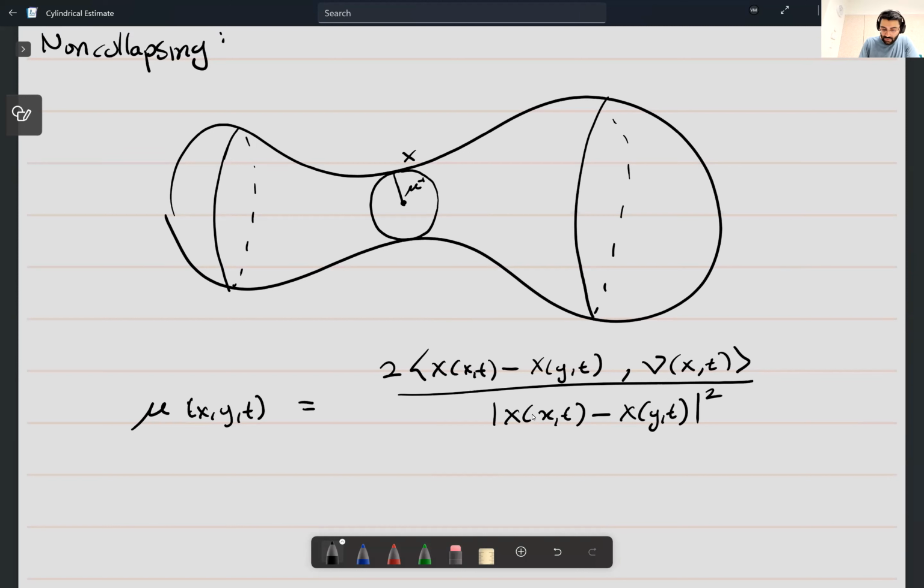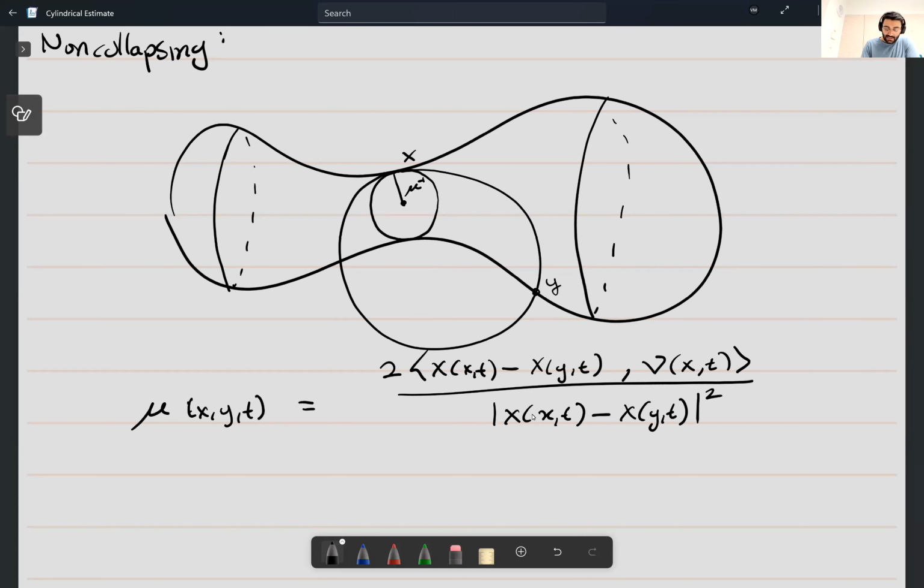What is this quantity doing? If I take a point x and any point on the surface, and I draw a circle first, then this mu of x, y is the unique ball that's tangent to the surface at x and passes through the point y. That's unique because we have three conditions: it has to pass through x, has to be tangent to the surface at x, and has to pass through y.